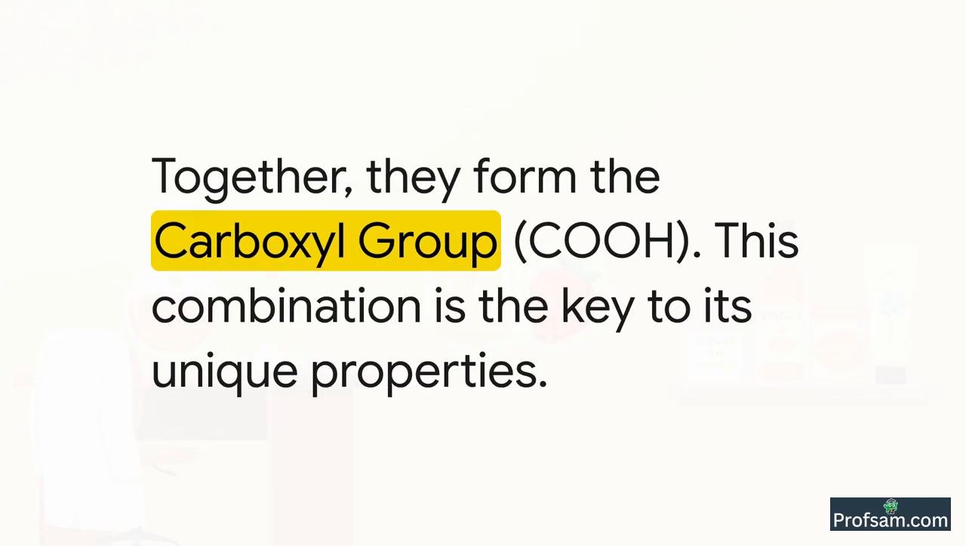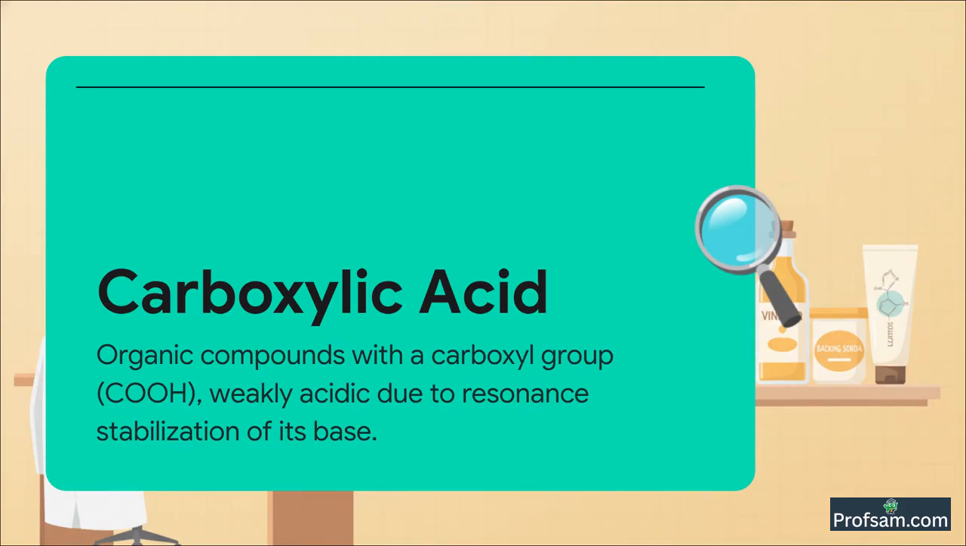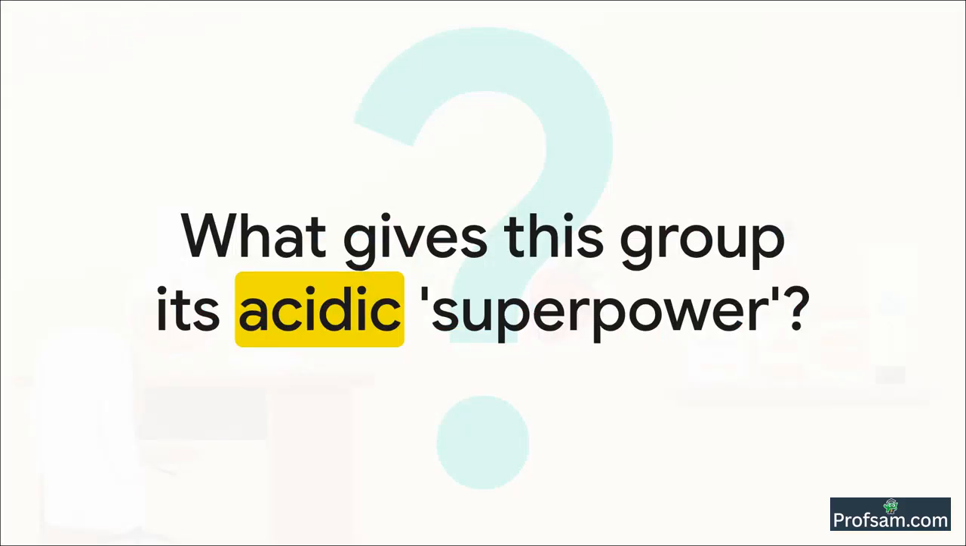Remember, it is this unique combination that is the source of all the properties we are going to discuss. Now, for your examinations, this is the formal definition you should know. It says that these are weakly acidic because of resonance stabilization of its conjugate base. Now, I know these words can seem a bit heavy, but the main idea is actually very simple. It's all about stability. Let's understand what that means. So, to understand why vinegar preserves pickles or how these compounds are used to make soaps and even perfumes, we have to first understand what makes them acidic. Where does this acidic nature come from?